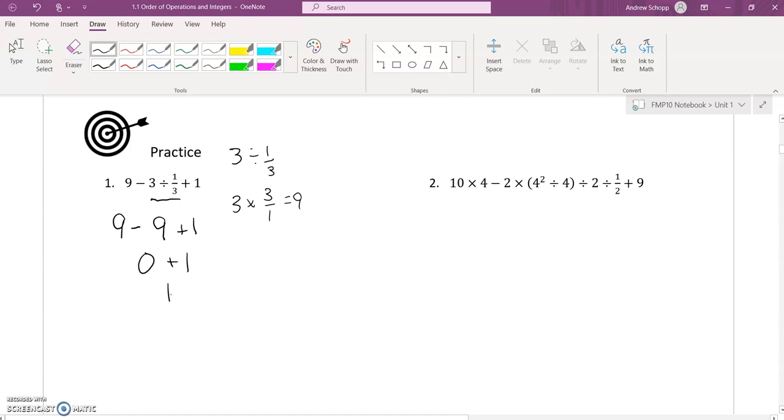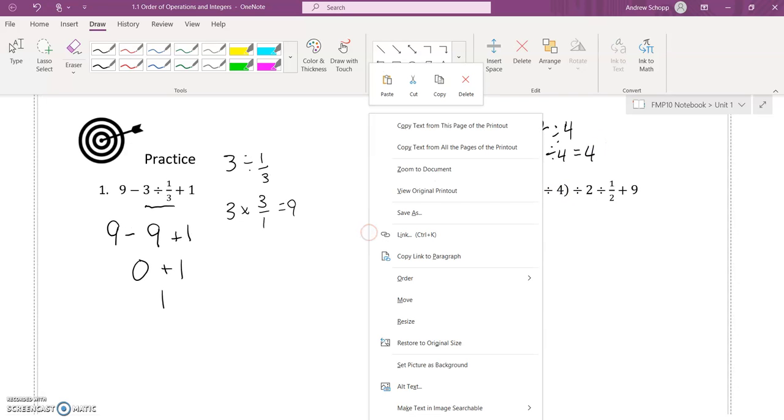On to question 2. Lots of operations here, so we need to take our time. Order of operations says we start with groupings. So I can see here I've got a set of brackets, and 4 squared divided by 4. Well, 4 squared divided by 4. 4 squared is 16, and 16 divided by 4 is 4. So I'm going to simplify this section here first.